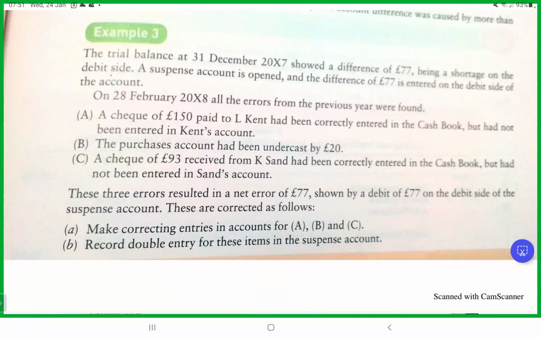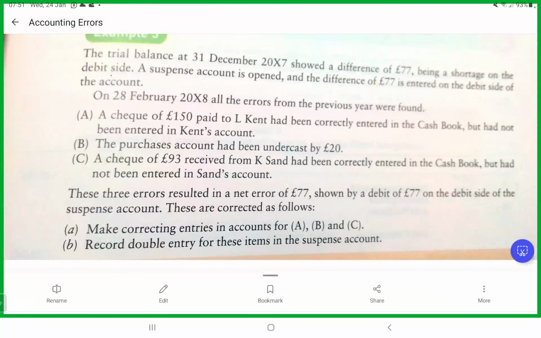Now, on 28 February 2018, all the errors from the previous year were found. They discovered the errors that could actually have led to these differences.